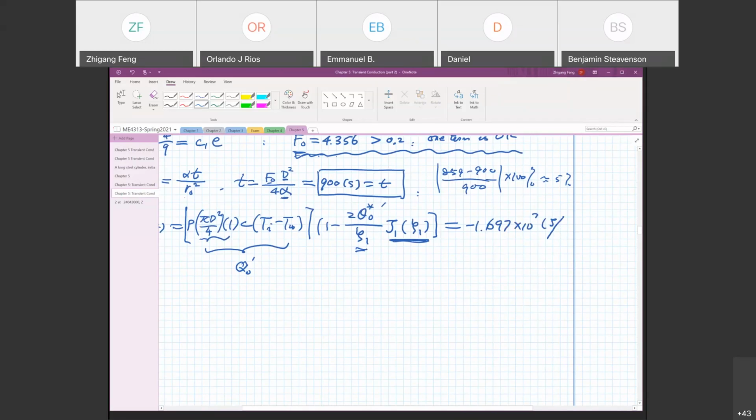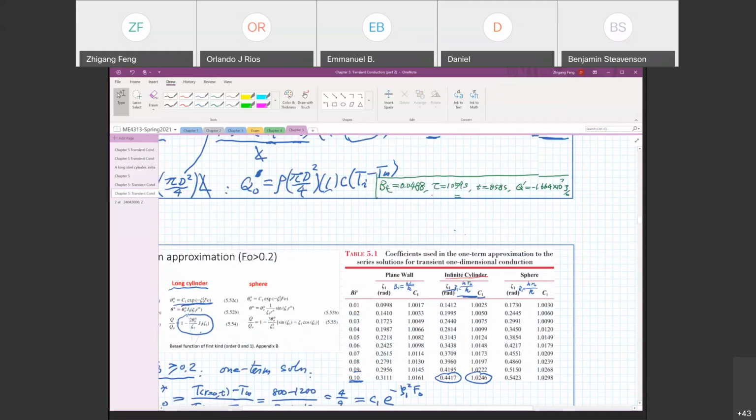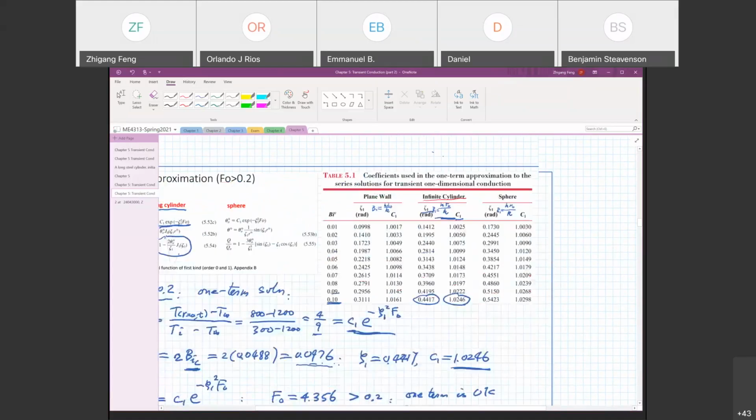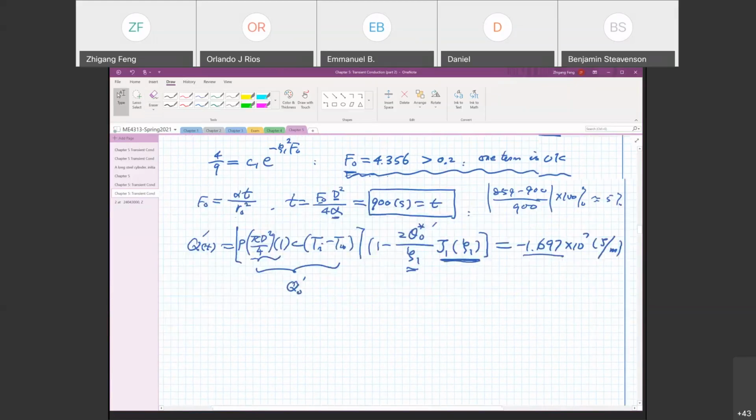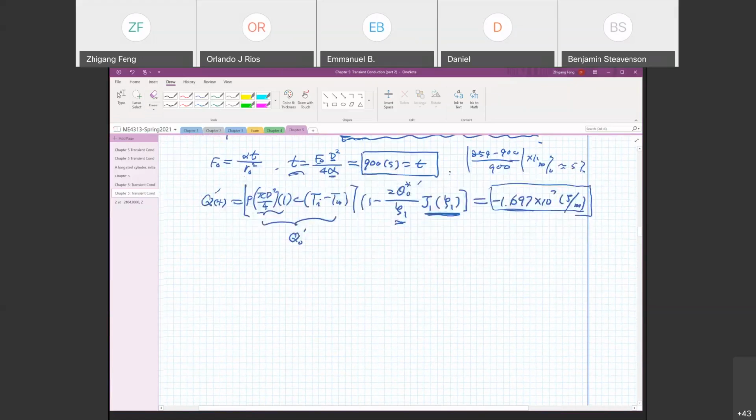So compared to the result of LHC, it's also very close. LHC produced 1.664, and the exact solution produced 1.697. So, pretty good. Okay. So we answered both questions: one is time, one is the amount of heat being transferred. And compare these two methods.